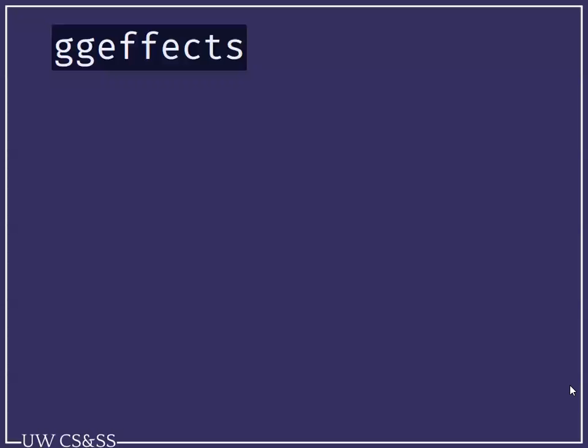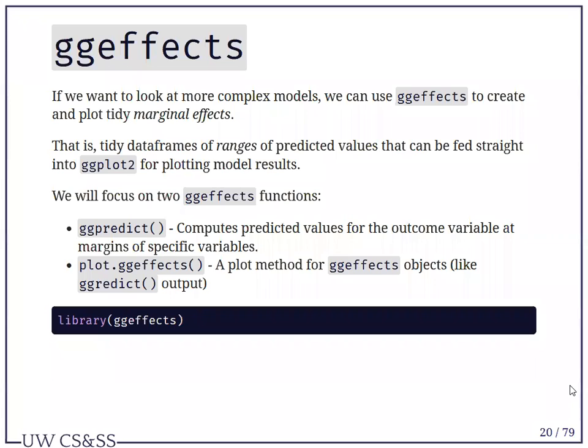One great package for this is called ggeffects. I use it a lot. It's in my thesis. It's in a paper that I have out right now. It's awesome. If we want to look at more complex models, we can use ggeffects to create and plot tidy marginal effects. I'm saying marginal effects here, and I'm saying counterfactuals. Depends on who you ask whether or not these things are the same thing. For now, we're just going to talk about them as if they are. We're not going to get into all the semantics of it.